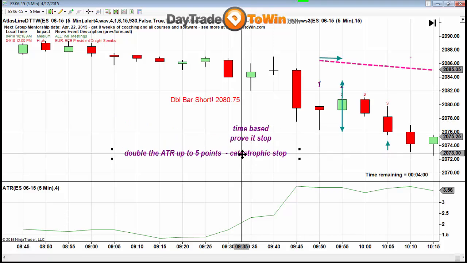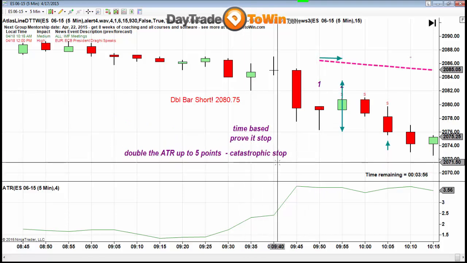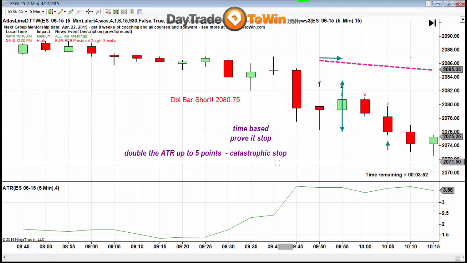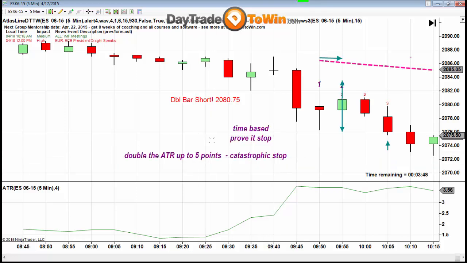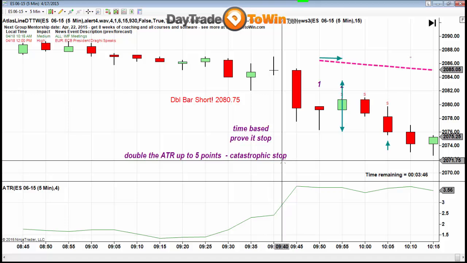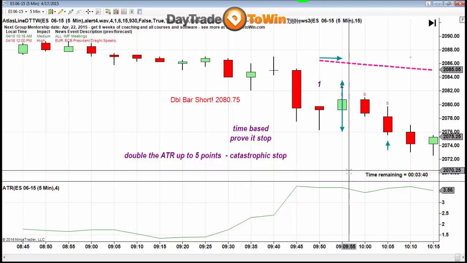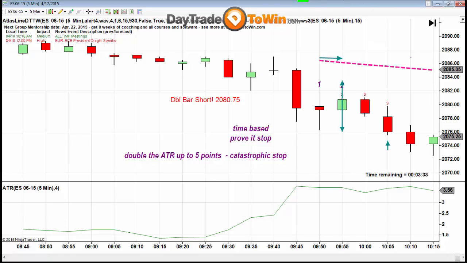And so the catastrophic stop, you're going to be happy to have it if something happens in the world. And the other good thing about this, it's very rarely hit. Very rarely will you get a catastrophic stop on a normal market condition. It's just in case of a catastrophe. What you're going to get instead is either the target, a prove it stop, which is a smaller stop, and a time-based stop, which could be a winner or a loser.